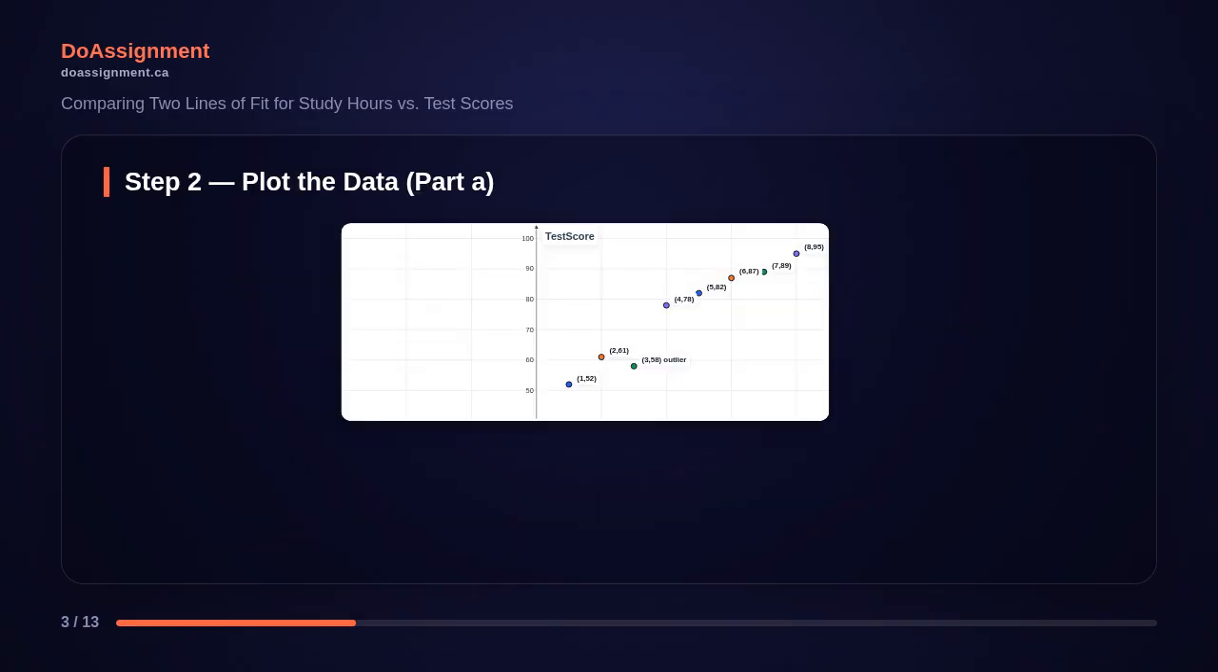Here is the scatter plot. 7 of the 8 points follow a clear upward trend. The point at 3 study hours with a score of 58 falls well below where we would expect it to be, making it a visual outlier.